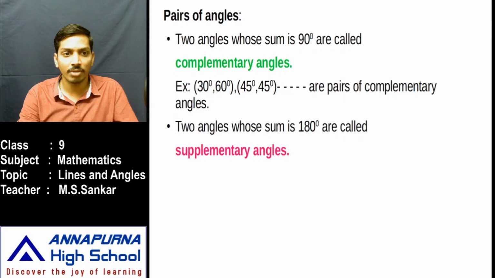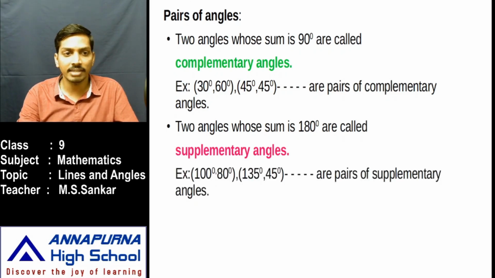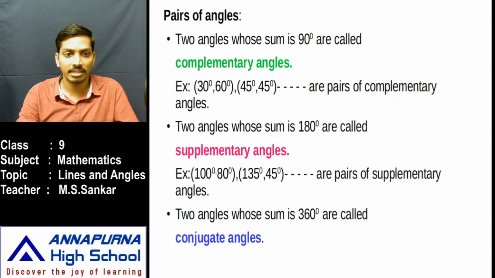Next definition, what are supplementary angles? Two angles whose sum is 180 degrees are called supplementary angles. Example, 100 degrees and 80 degrees, whose sum is 180 degrees. So the angles 100 degrees and 80 degrees are supplementary angles. Next example, 135 degrees and 45 degrees, whose sum is 180 degrees. So the two angles 135 degrees and 45 degrees are supplementary angles.